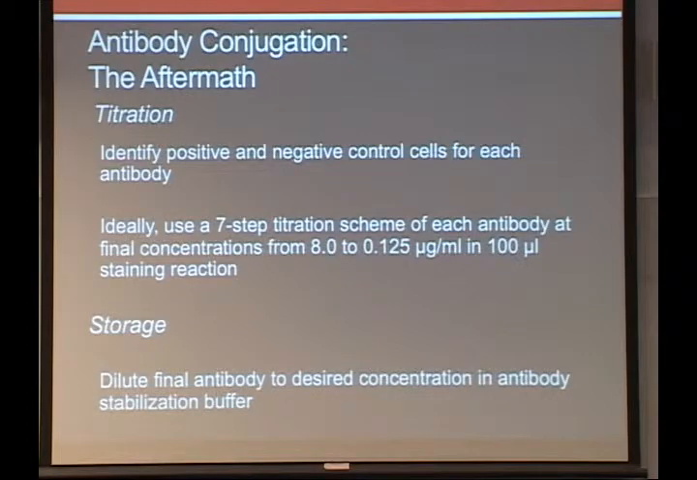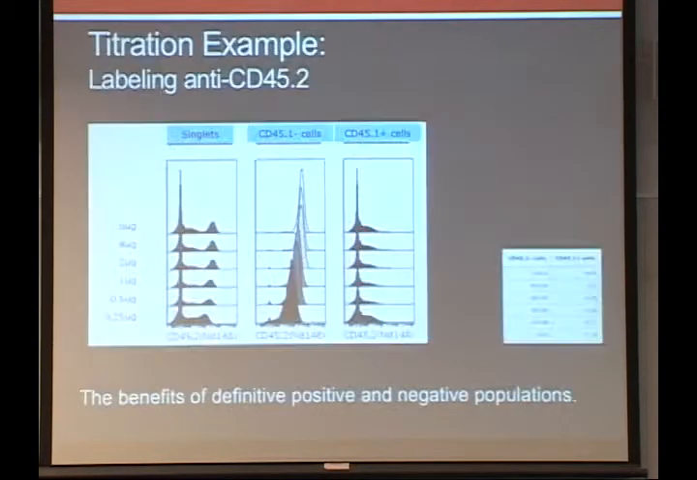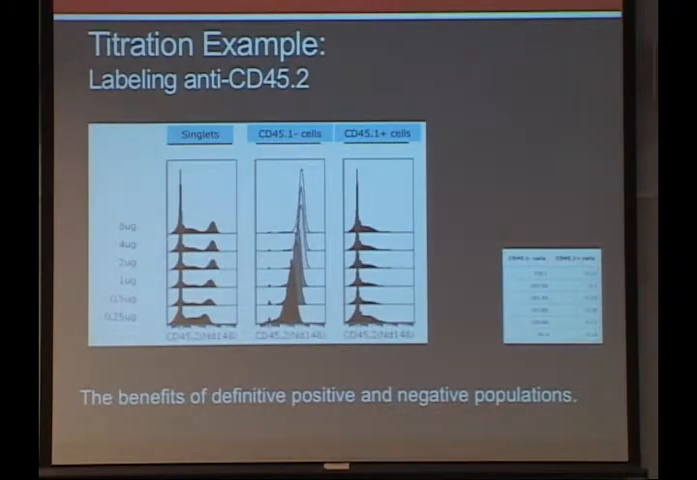And importantly for our titrations, we like to have predetermined positive and negative controls so that we can ensure that we are getting specific staining. So here, I'll show you a few examples of antibodies that I've labeled and walk you through some of the considerations to think about when you're titrating your antibodies.